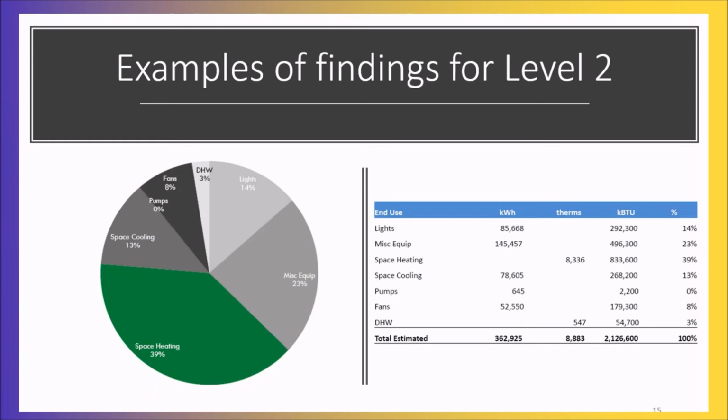These are the example findings for level 2. For example, you can construct an energy portfolio as shown here. Then you have an idea of how much energy is consumed by each appliance or activity.